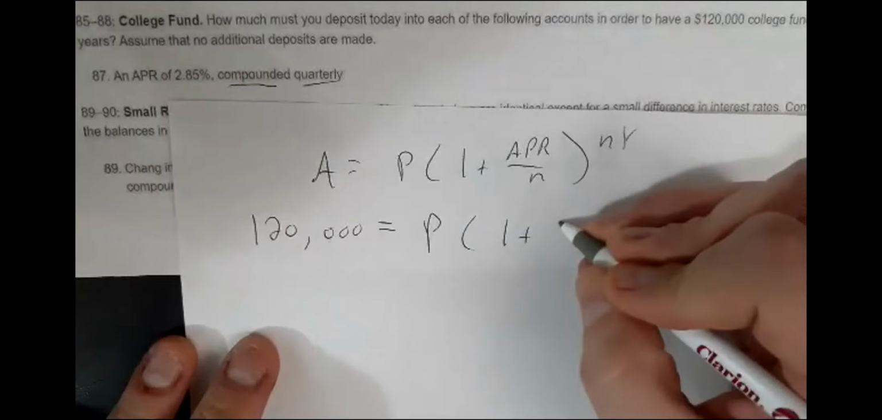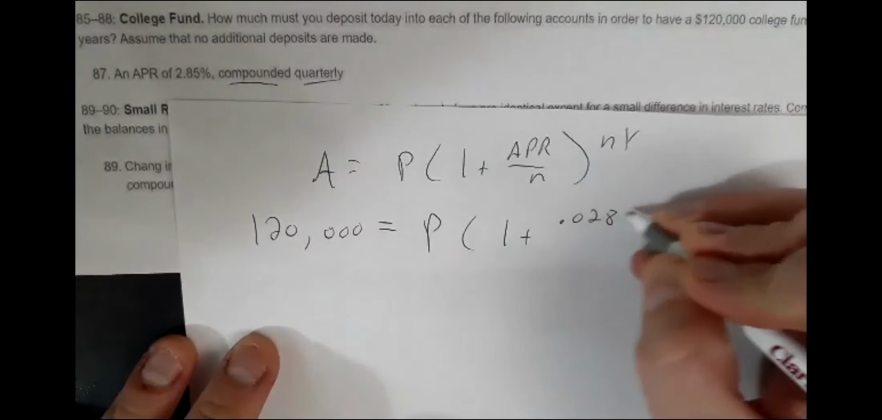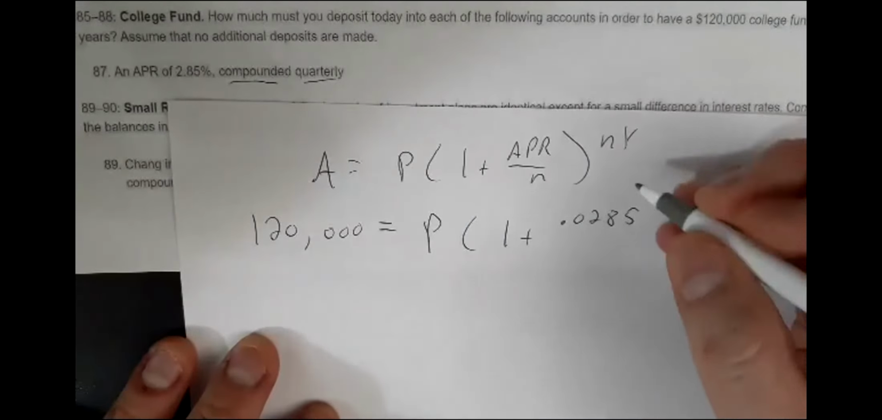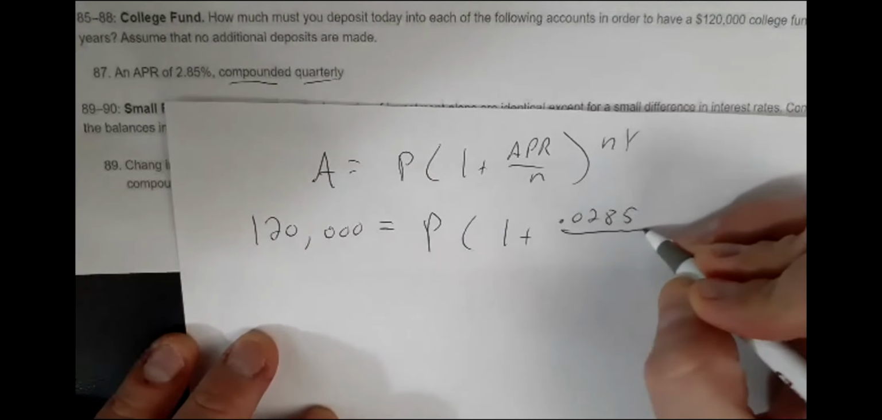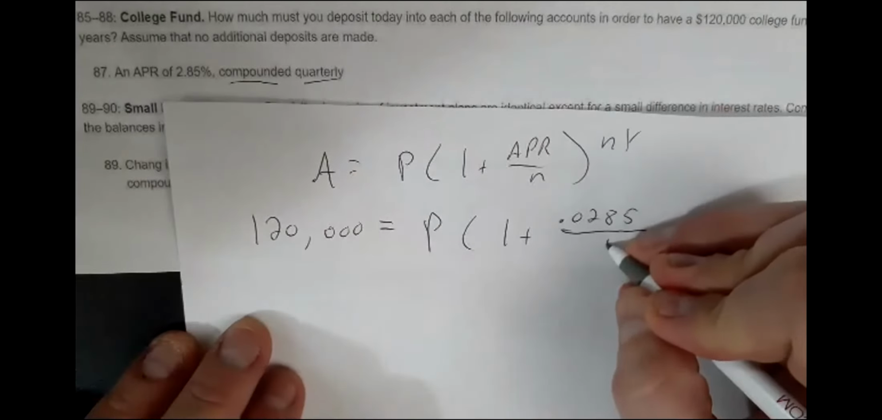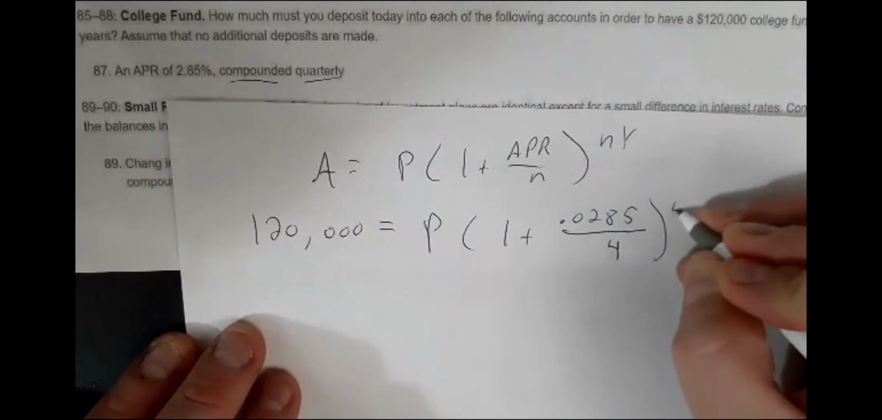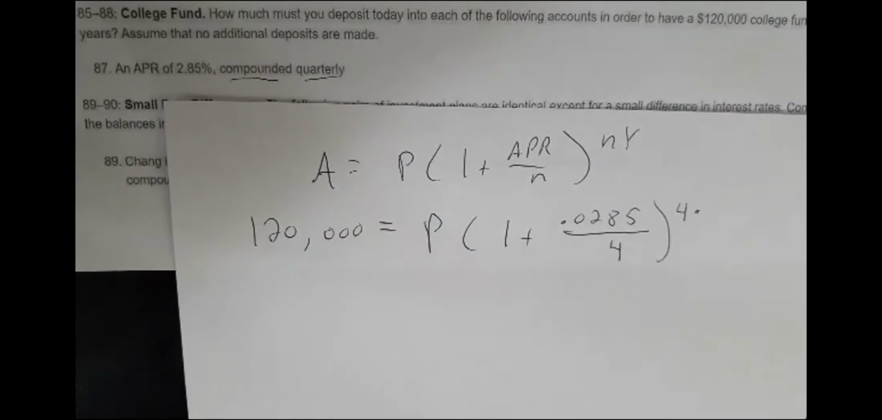1 plus my APR is 0.0285. Did I do that right? 1, 2, yep. And I want to divide this by quarterly, which means 4. And this is to the 4 times something. They want to do this for 15 years is what the problem says? Yeah, 15.